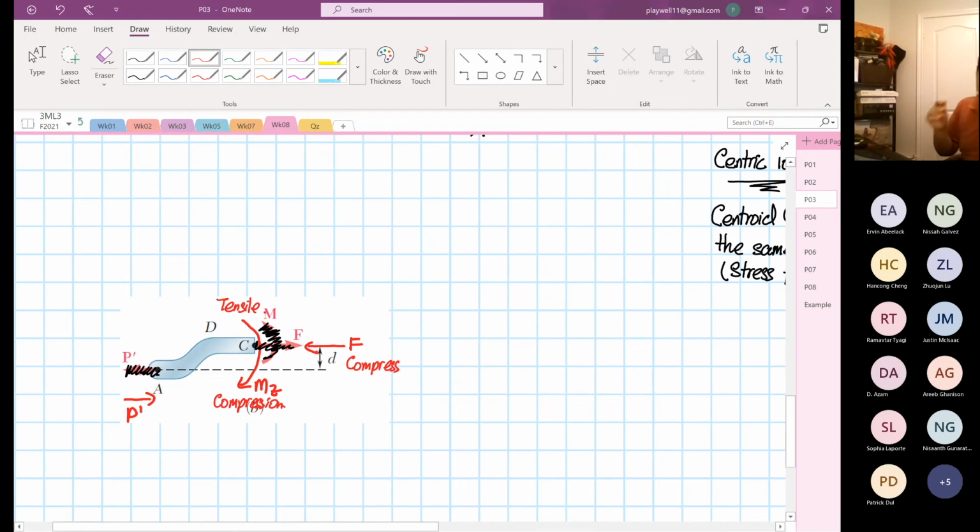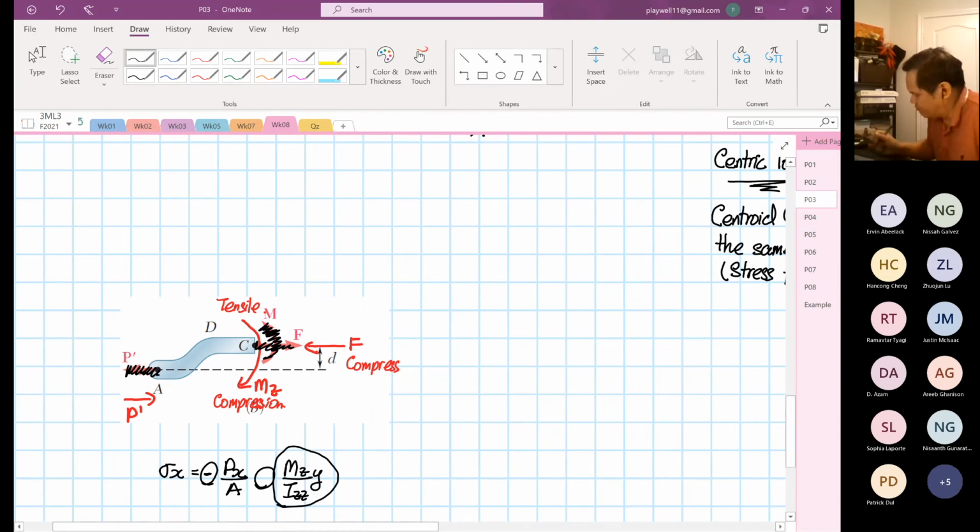That's why I told you, do not worry about the formula. The only formula that you have to remember is stress X is equal to Px over A, plus or minus Mz over Izz multiplied by y. Whether plus or minus, you don't need to worry. For the axial term, you know this is going to be minus. Over here, it depends on your moment vector, whether you are below the centroid. If it's below the centroid, it's compression. If it's above the centroid, it's tension.